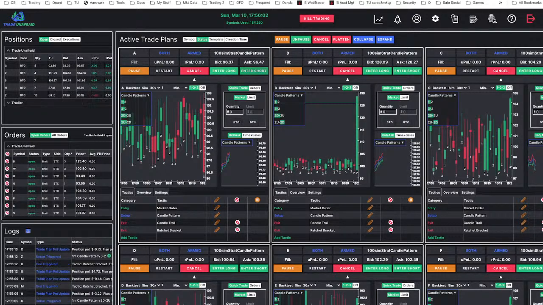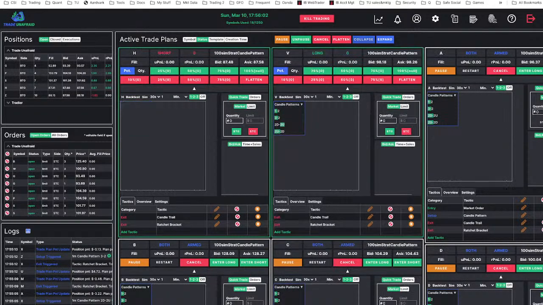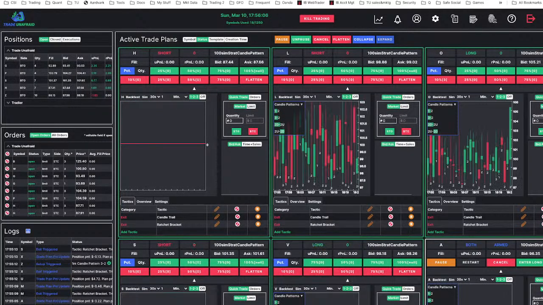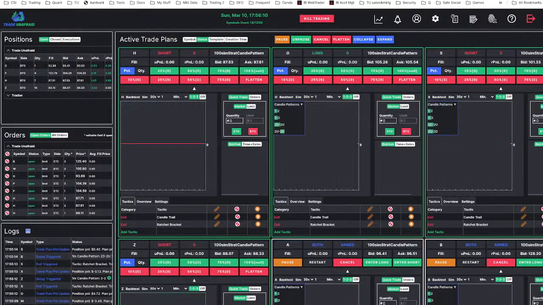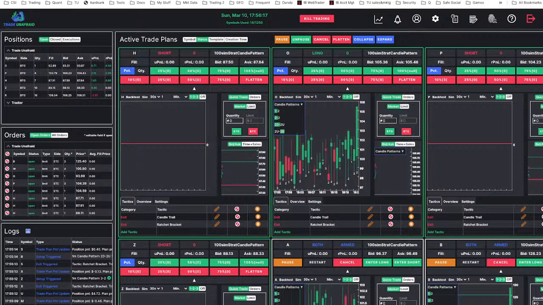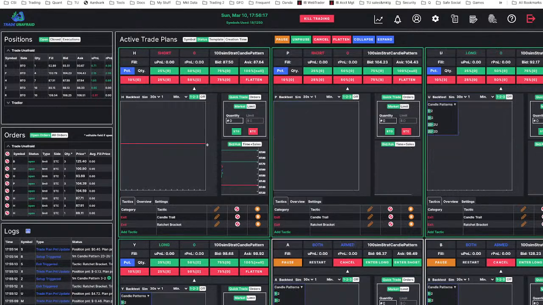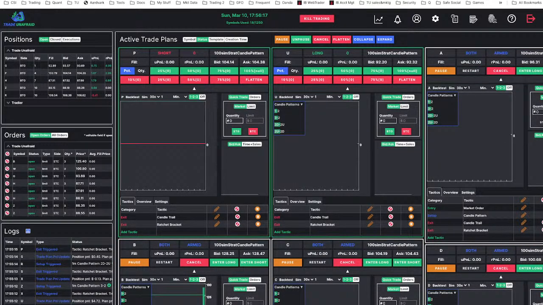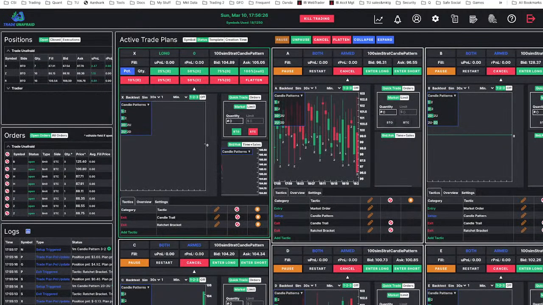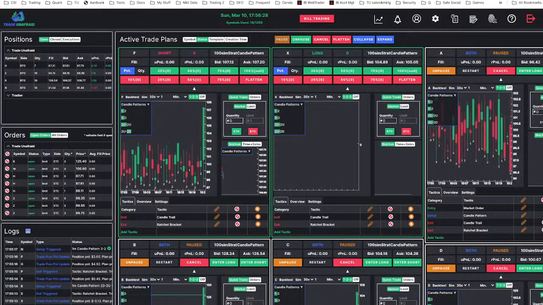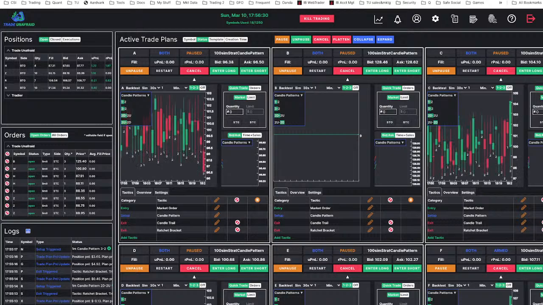By the way, these buttons apply to all trade plans. So, for example, here's a great example. If you're trading live and you have trade plans waiting for a setup, and then let's say news comes out, or they release something at 2 p.m. Eastern, you could pause all your trade plans and then see it says paused, paused.